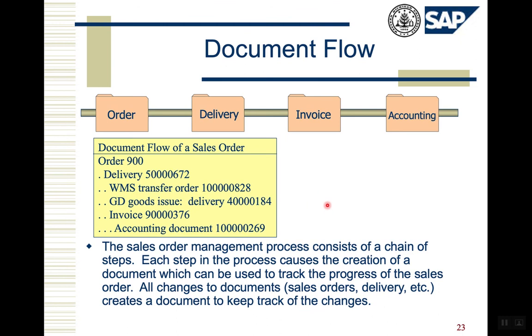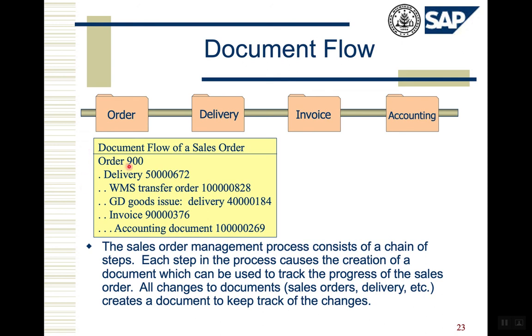So the document flow. As we're executing all this, what we're generating is a trail of documents. All right. So we create an order document, we create a delivery document, we create an invoice document, we create accounting documents. All right. And within the system, we have something called a document flow. What document flow lets us do is, at any given point, go and look at that order and see the history of the order.